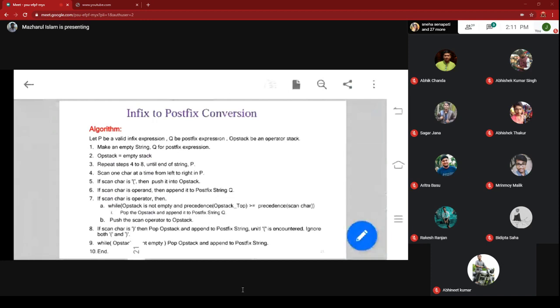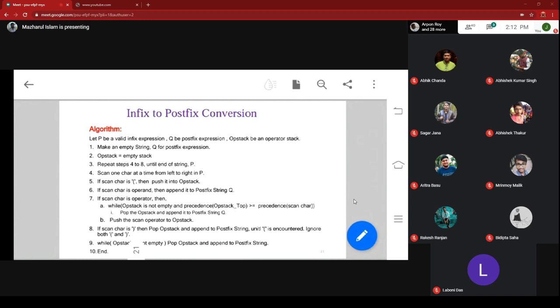In that case, see step number 7. While the op stack is not empty and the precedence of the op stack top is greater than or equal to the precedence of the scanned character, then pop the op stack and append it. You can push a high priority operator on a low priority top of the stack, but you cannot do the reverse. A low priority operator cannot be pushed on a high priority top of the stack.